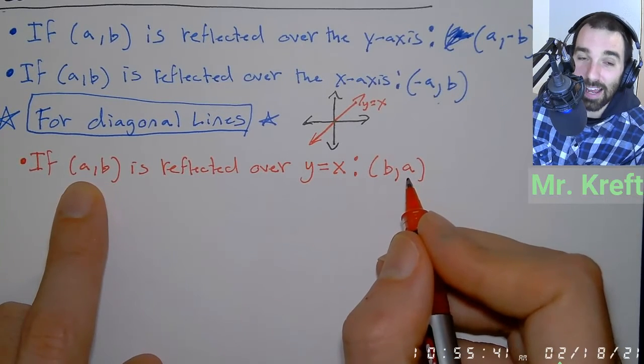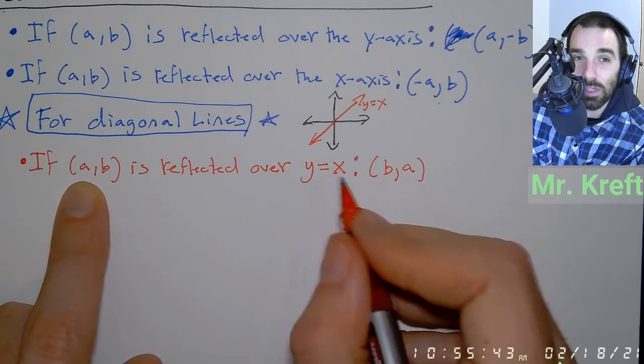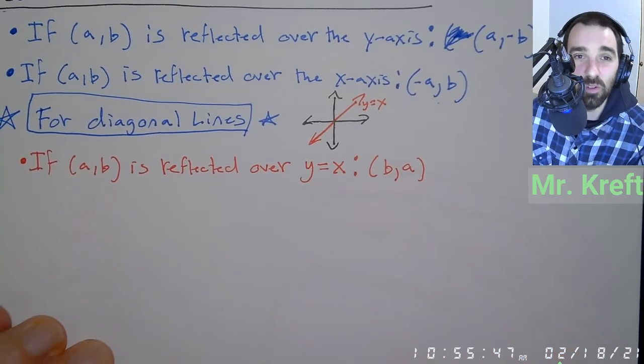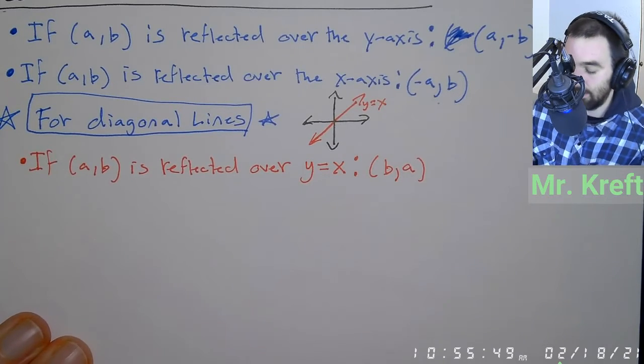So my new y is my old x. So it literally means switch: x and y are equal, and you're just switching them. Okay, it's like the converse of reflections.